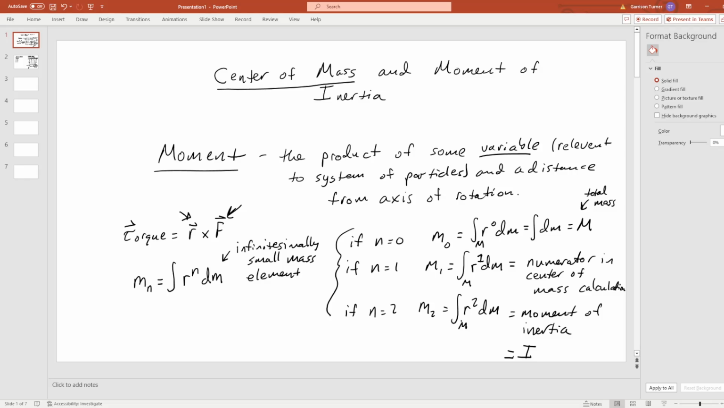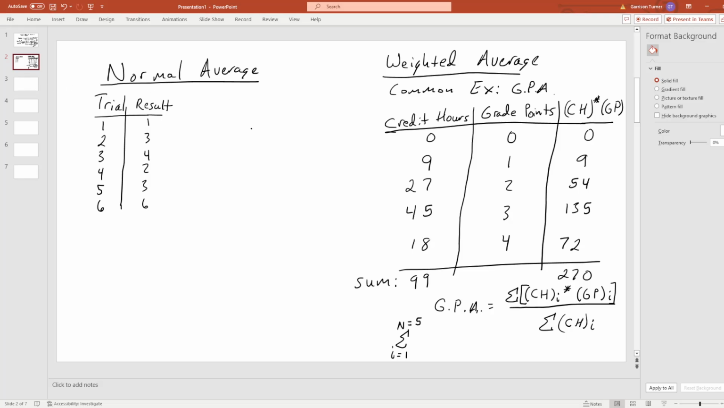Okay. Now, we're going to start with the center of mass. And to start with this center of mass, you'll notice that the first moment is the numerator in the center of mass calculation. So this means this is a fraction. And as a matter of fact, it turns out to be a weighted average calculation. So before we get into how to calculate this, we need to do a weighted average example to understand exactly what a weighted average is.